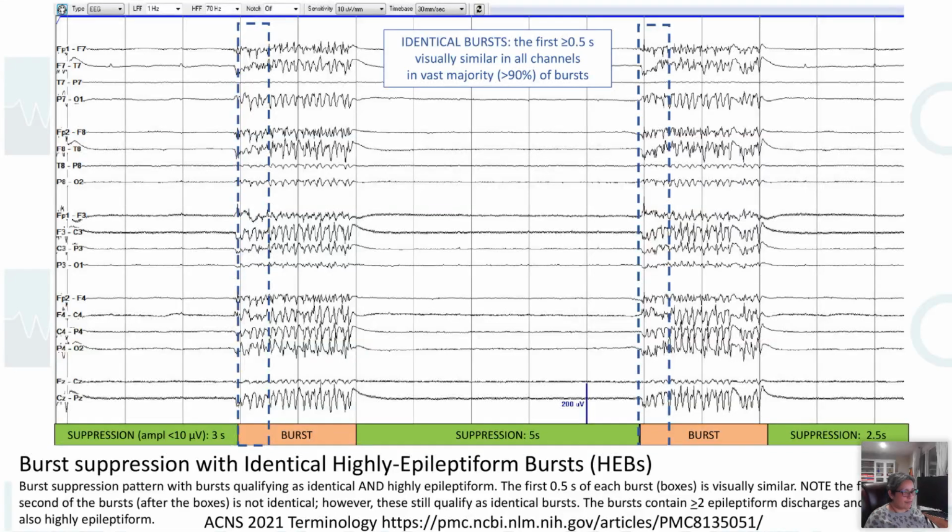So the next half is not identical. And they are highly epileptiform because they are longer than half a second. They have more than 2 epileptiform discharges. So this is a beautiful example of identical, highly epileptiform bursts. I know the EEG has not changed. The EEG is what it was since the first time it was recorded. But here we are naming it, describing it differently.